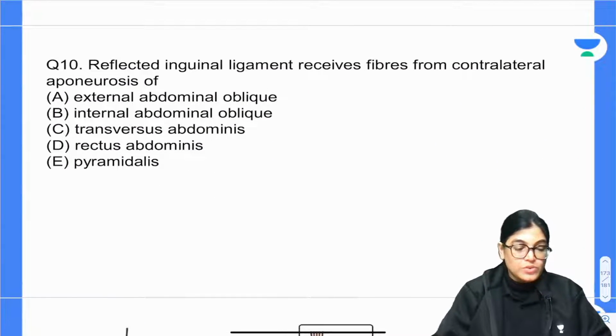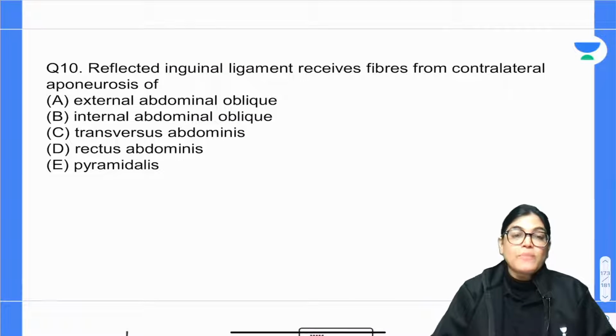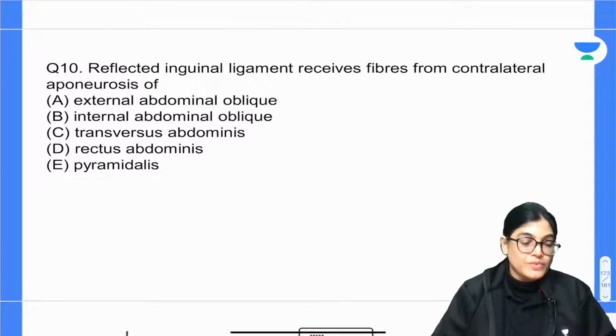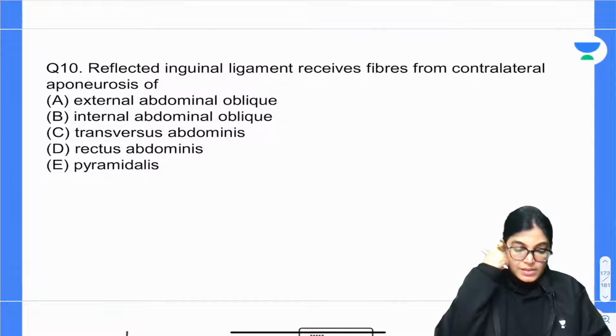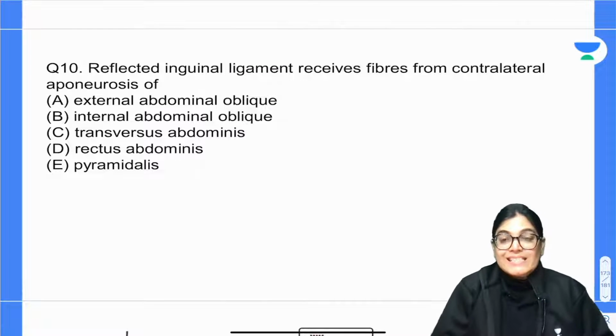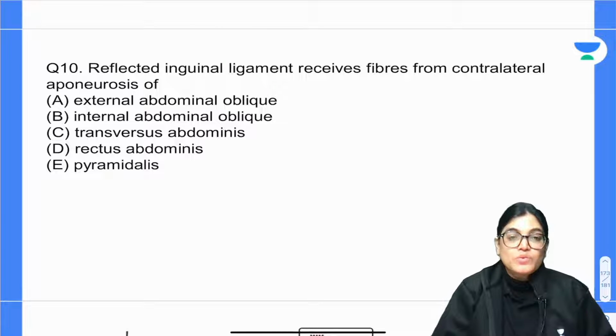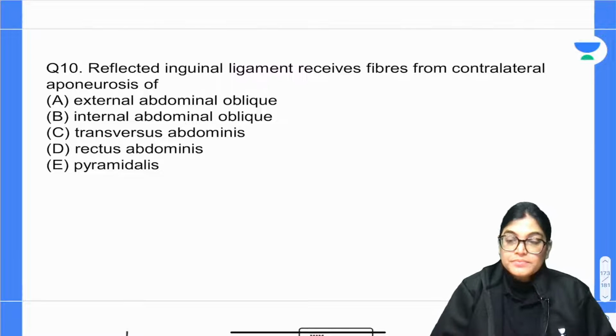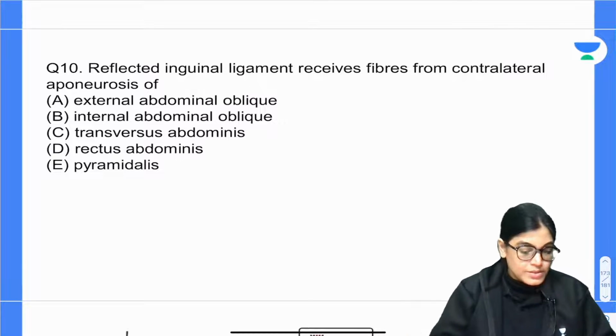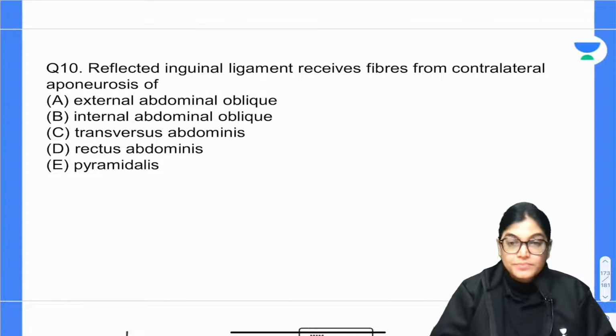The reflected inguinal ligament receives fibers from the contralateral aponeurosis of which of the following muscles? External oblique muscle, internal oblique muscle, transverse abdominis, rectus abdominis or pyramidalis. According to you, which is the correct answer? We have 5 options and you have to pick the right answer. Your time starts now. Mark the correct answer.